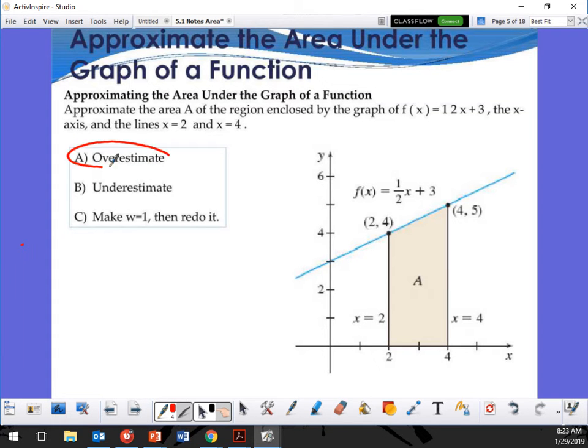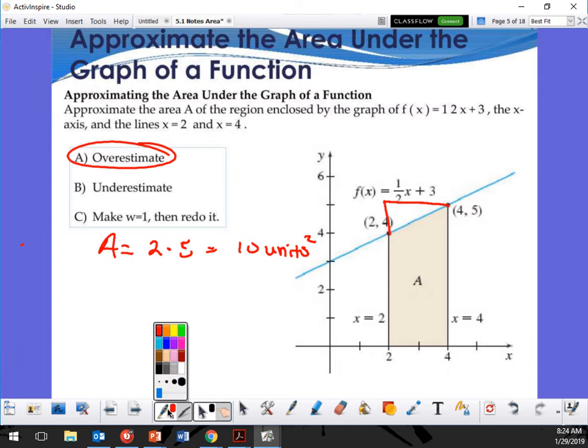For the overestimate, I'm going to have empty white space right here. So the area is equal to, what is my width? What is my base? B minus A is 4 minus 2, which is 2, times what is the height of my rectangle? 5. Which gives me 10. And that's 10 units squared, right? Because it's area.